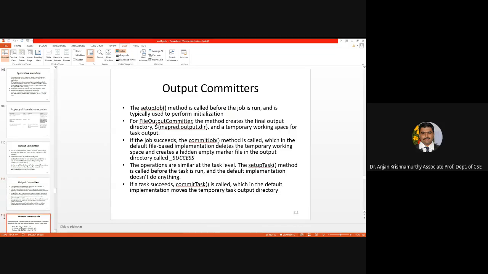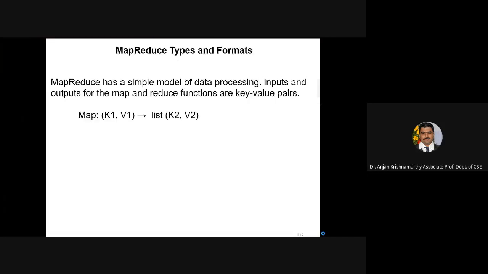So the next thing you should understand is that MapReduce comes with types and formats. Every MapReduce data processing job has an input format and an output format, right? This is basically configured by the map and reduce functions. And the default format they use for communication from map to reduce is a key-value pair, right? So your map output is converted into a list of key-value pairs.